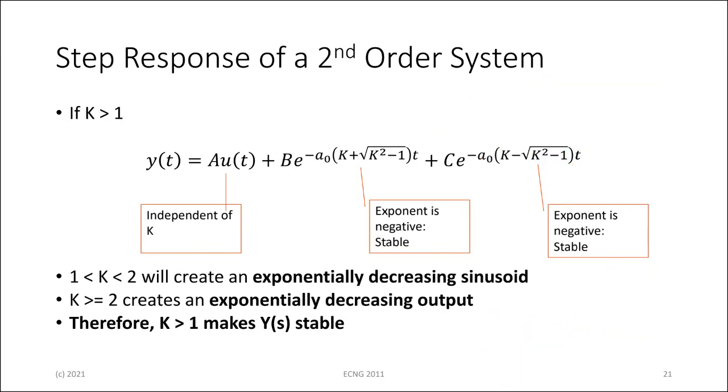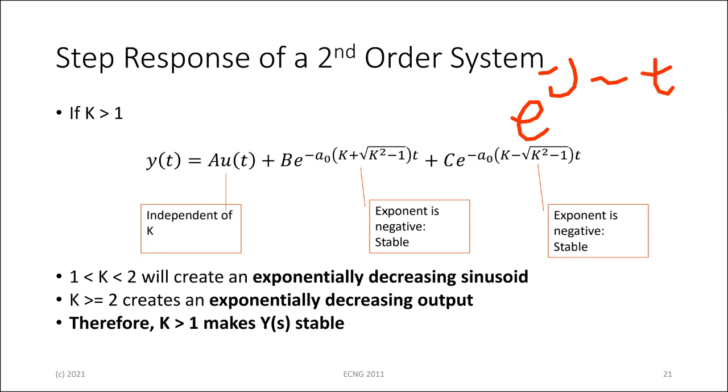K greater than 1, in both cases, you're going to get a stable answer. If it's between 1 and 2, again, somewhere inside of here, you will get, in this case, an e to the minus j something t.